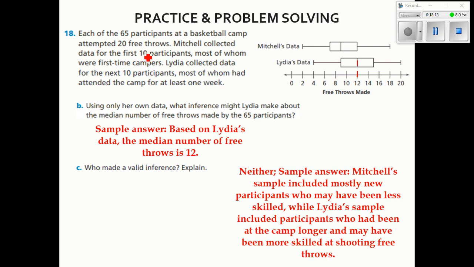Well, let's look really closely. He collected data for the first 10 participants, most of whom were first-time campers. He totally ignored the people that had been at the camp before. Lydia did just the opposite. She asked the people that have been to the camp at least 1 year. She didn't ask the people that were first-time campers. So Mitchell's sample included mostly new participants who may have been less skilled, while Lydia's sample included participants who had been at the camp longer and may have been more skilled at shooting free throws.